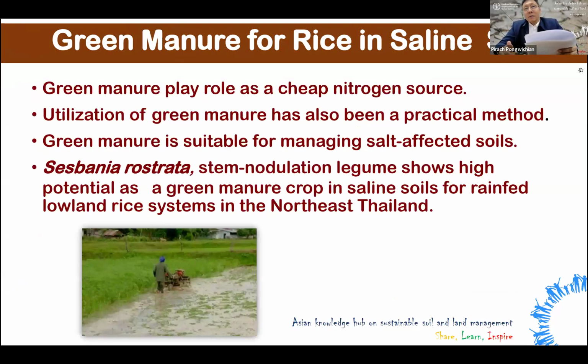For the improvement of saline soil, the Land Development Department recommends using green manure because green manure plays a role as a cheap nitrogen source. And the use of green manure has also been a practical method and suitable for managing salt-affected soil. Many studies found that Sesbania rostrata, the stem-nodulating legume, shows high potential as a green manure in the rice system in the northeast of Thailand.